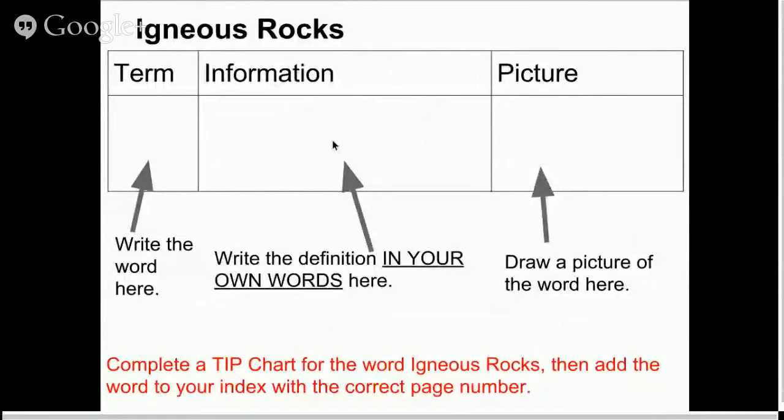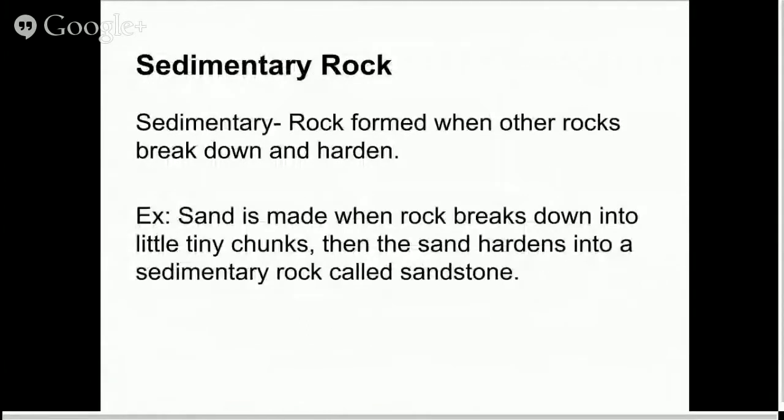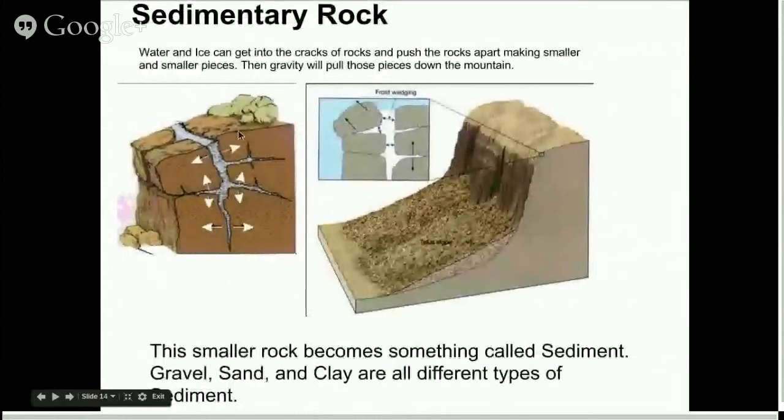Sedimentary rock is rock formed when other rocks break down and harden. So sand is made when rock breaks down into tiny little chunks. Then the sand can harden into a sedimentary rock called sandstone. So here, this is how rock can be broken apart. When you have water that gets in these cracks and then freezes, it pushes these rocks apart, and then it'll fall down the slope, scratch against each other, and break into even smaller pieces.